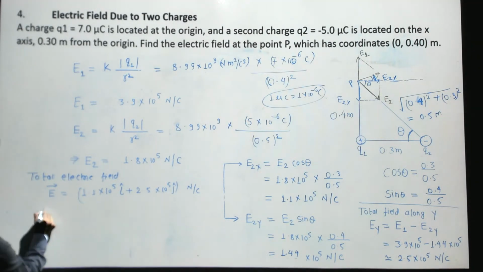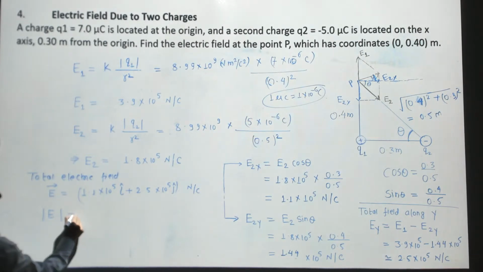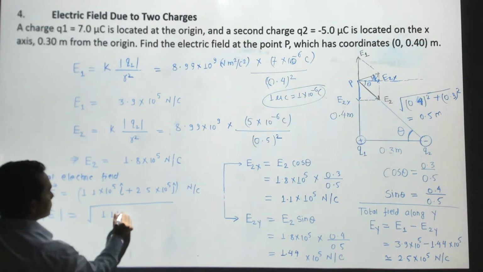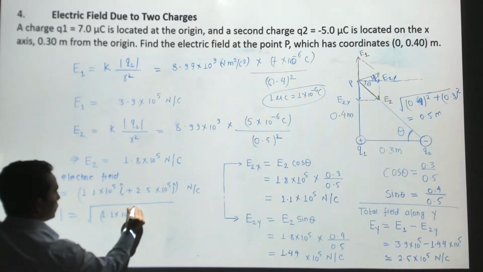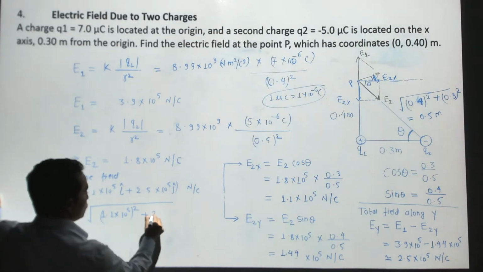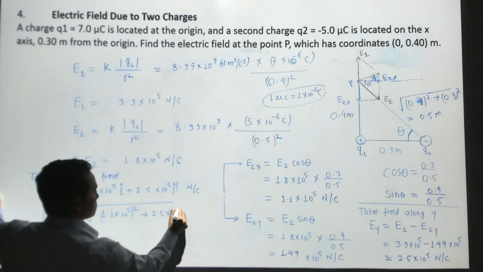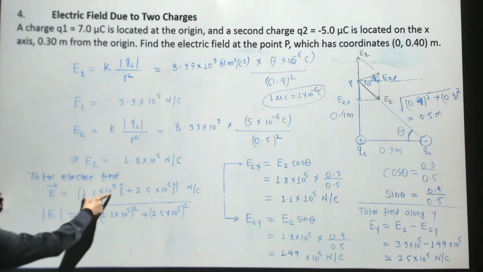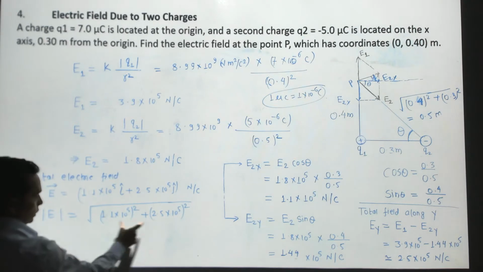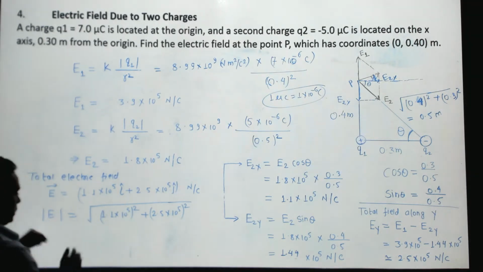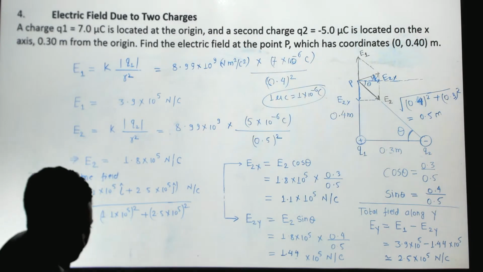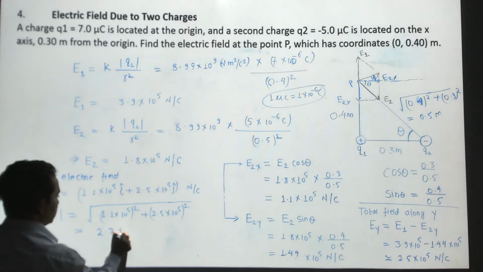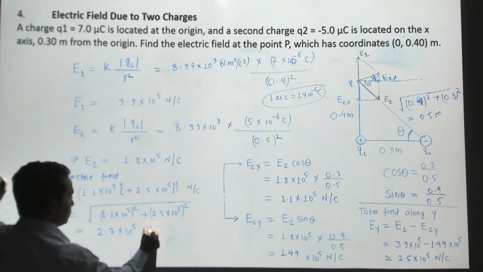And now the magnitude. The magnitude of this field is given by 1.1 squared plus 2.5 squared. So when you calculate the magnitude, you have to take the x component and the y component, square them and take the square root. And the value you will get, you can write down here, is 2.7 times 10 to the 5th Newton per Coulomb.